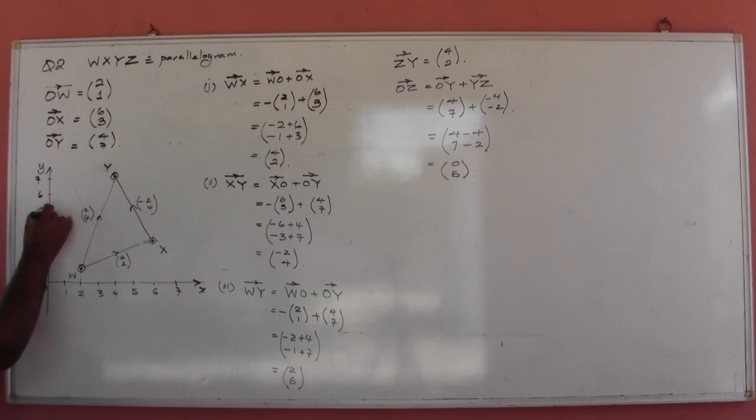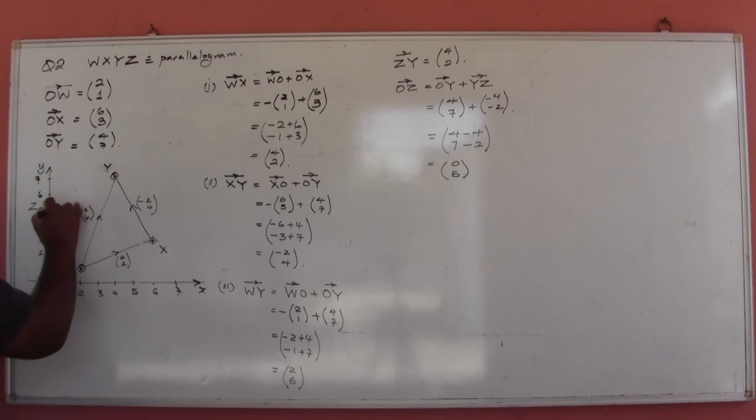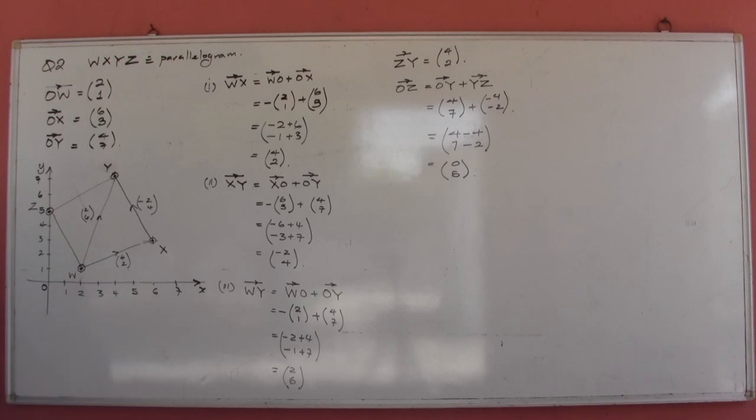So that would land Z around here. This would be the point Z. If I join them like that, and like that, I should have my parallelogram. So that's OZ. That takes care of part A of the question. And if you managed to finish up to that point, you would have gotten 6 marks.